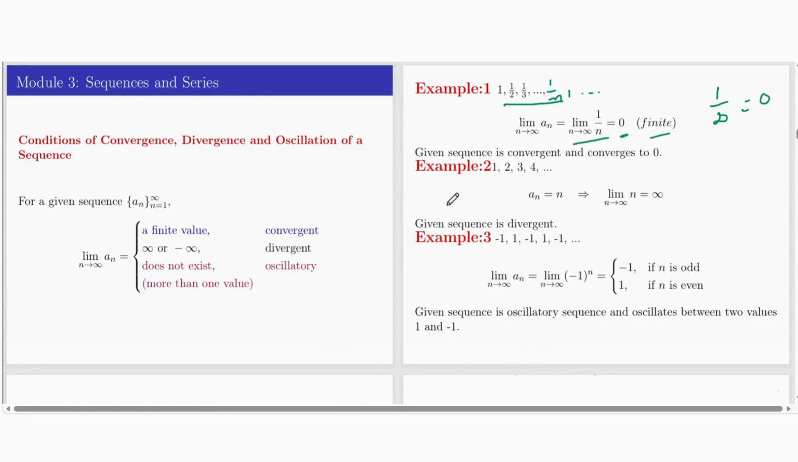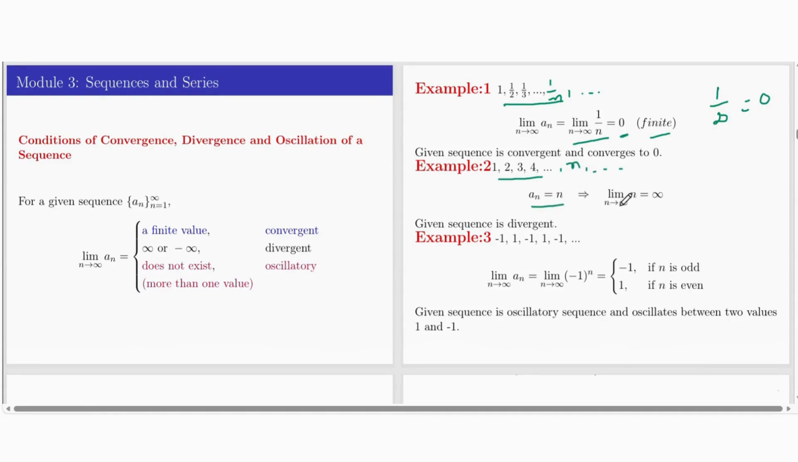Now example number 2. Observe the elements of the sequence 1, 2, 3, 4 and so on. Okay. So this one is a sequence of natural numbers. Now again as per the definition, first take the nth term and then apply limit n tends to infinity. So here for this sequence, what is the nth term? Here n and so on. Okay. So nth term is a_n equal to n.